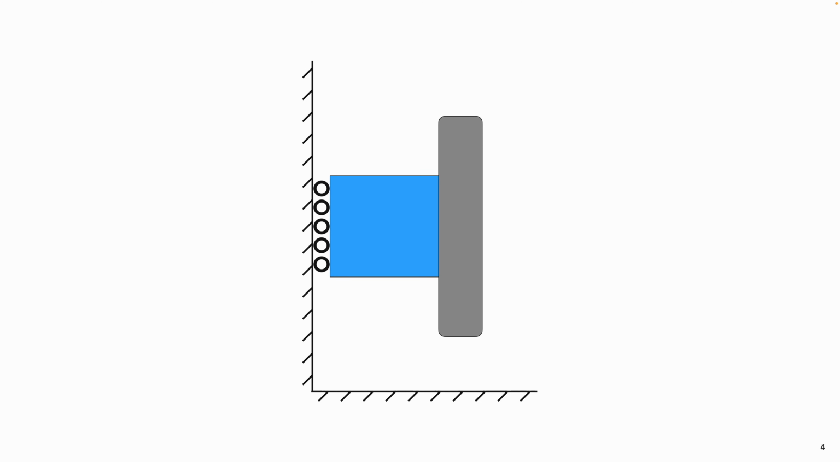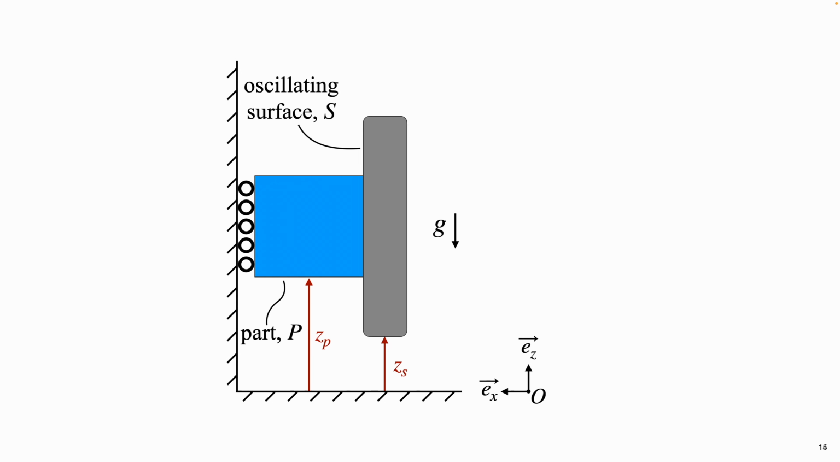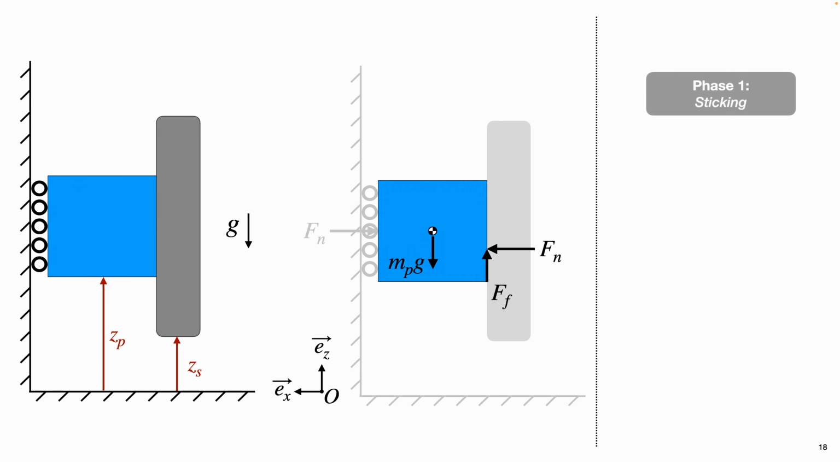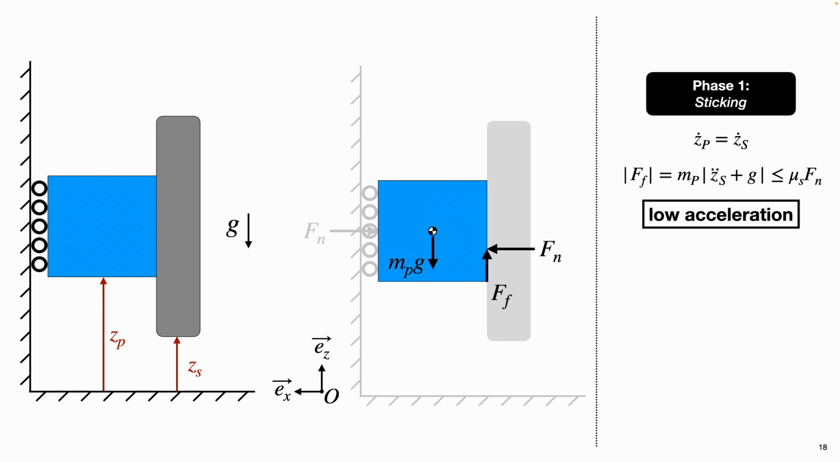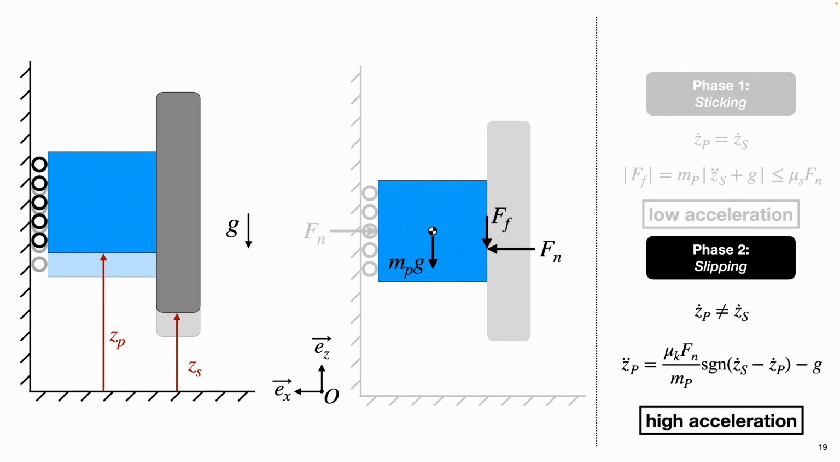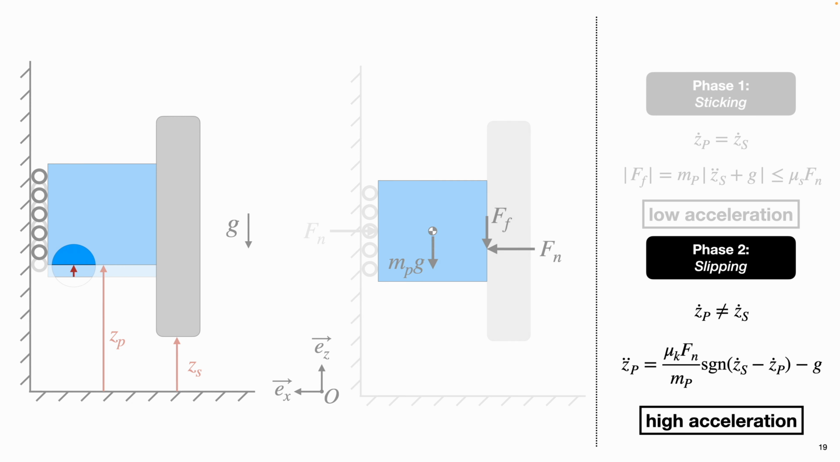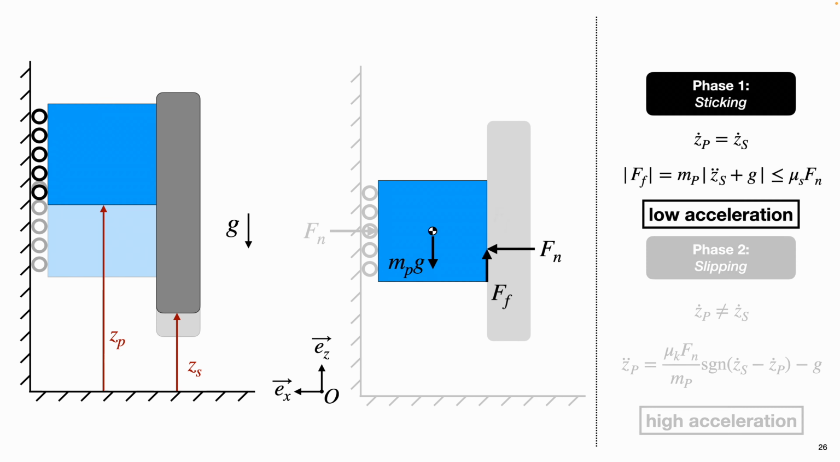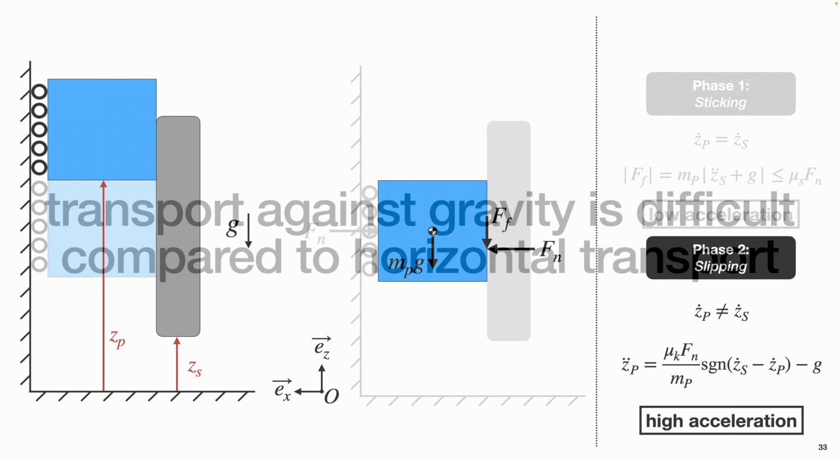We have an oscillating surface shown in gray, as well as a part shown in blue that we want to transport. To the left of the part, we have rollers indicating a low-friction surface on which it slides. We transport the part using two phases, a sticking phase that uses low acceleration, followed by a high acceleration slipping phase, in which the surface slips beneath the part. We get net motion over one cycle, and can repeat this process over and over again in order to transport that part vertically against gravity.